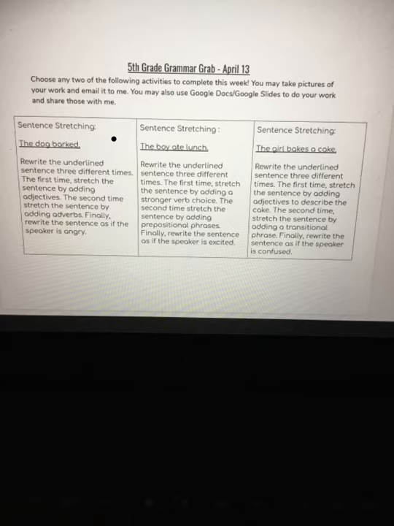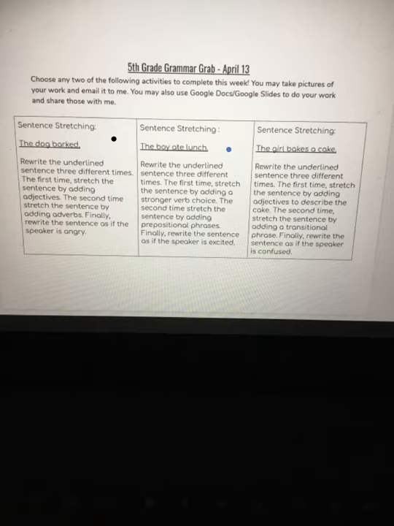All right, so let's look at this next box. It says sentence stretching, "the boy ate lunch." Okay, so this one is asking you to rewrite it 3 different times. The first time you are adding a stronger verb choice. The second time you are adding prepositional phrases. And then you are rewriting the sentence as if the speaker is excited. So think about how you can make that sentence exciting.